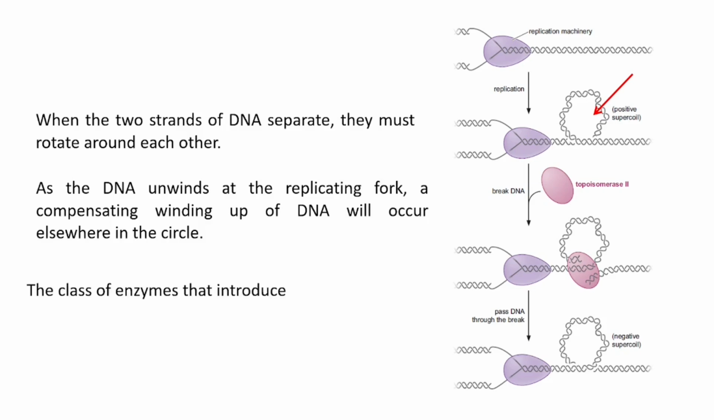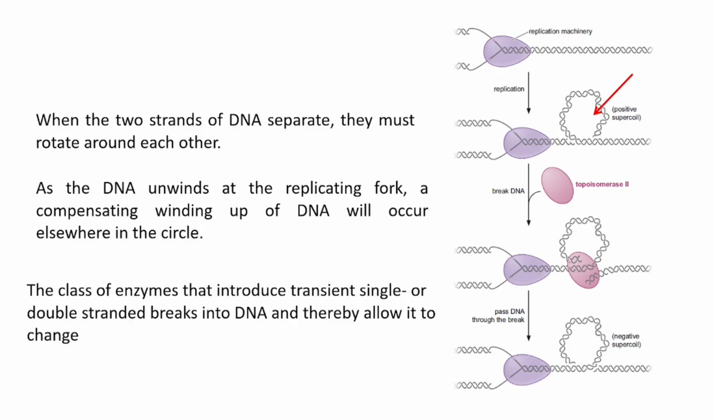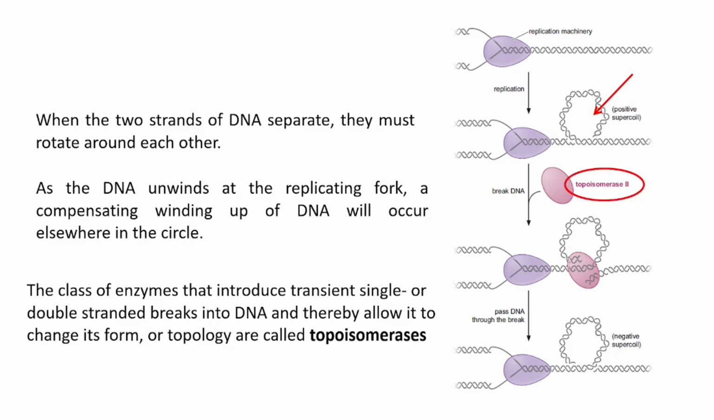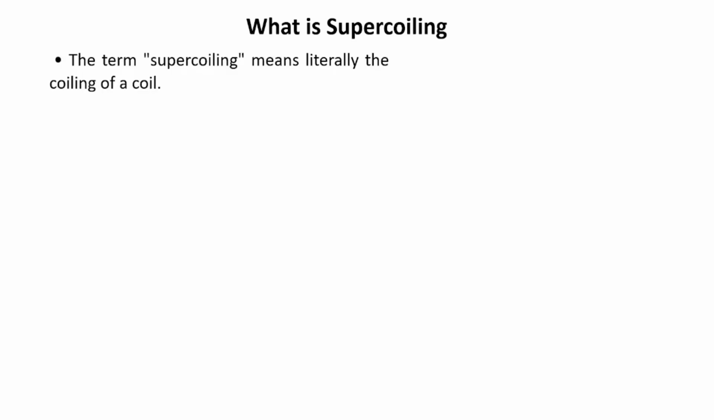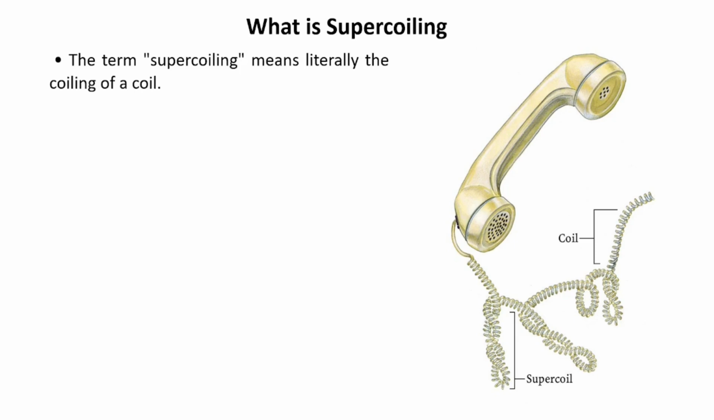The class of enzymes that introduce transient single or double-stranded breaks into DNA and thereby allow it to change its form or topology are called topoisomerases. Let us first understand this phenomenon of supercoiled or superhelical DNA. The term supercoiling means literally the coiling of a coil. For example, the coiling of the coiled wire of a wired phone handset as can be seen on the screen. Maybe the students of this generation have not seen such a handset.